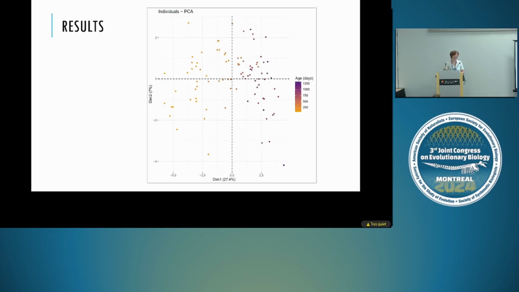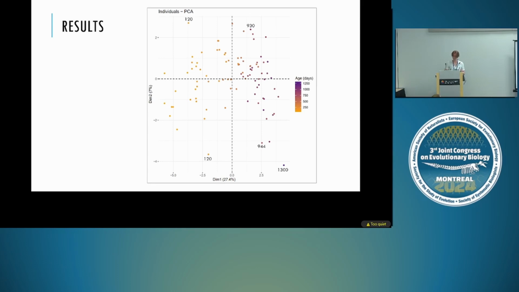There is also that PCA, plotting all my individuals. We can see on the first dimension of the graph, which explains 27.4% of the variation, a clear separation of my individuals by age, with the very young on the right and the older on the left. No, it's the other way around. We can also see on the second dimension that the dots that are the most extreme actually correspond to the individuals that are really young or really old.